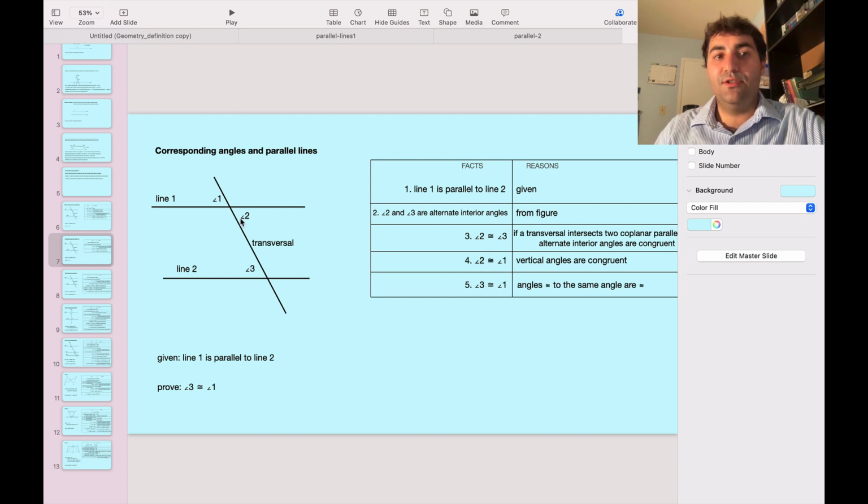But we know that angle 2 is congruent to angle 1, right? Because vertical angles are congruent. So angle 1 and angle 3 are both congruent to the same angle, angle 2. In other words, they're going to be congruent to each other. So angle 3 is going to be congruent to angle 1, because angles that are congruent to the same angle are congruent. So since angle 3 and angle 1 are congruent, we have, if line 1 and line 2 are parallel, then corresponding angles are going to be congruent, right?